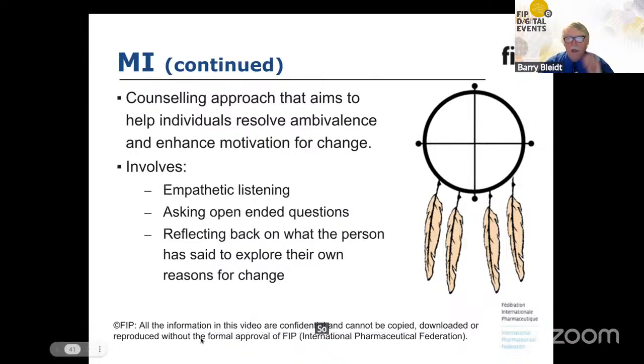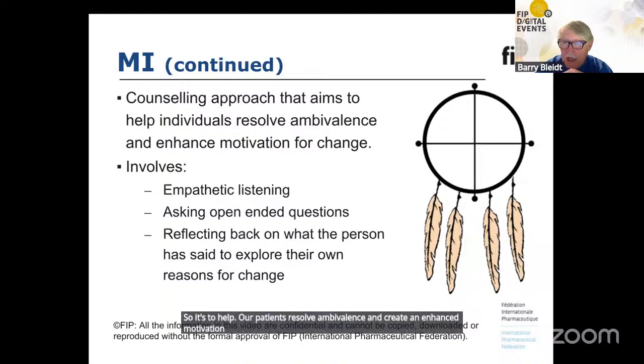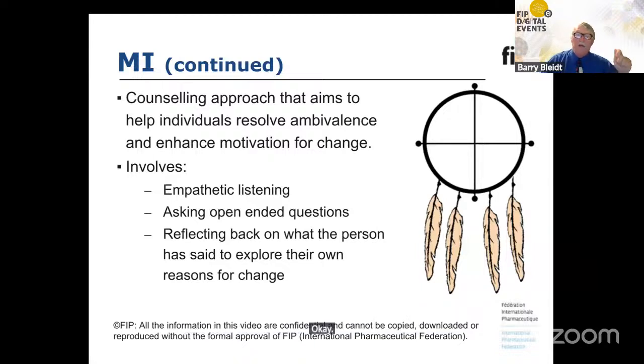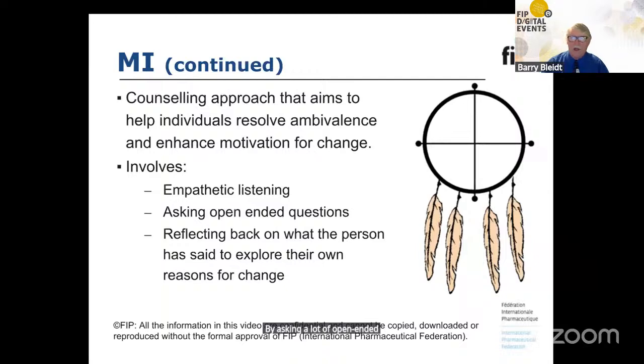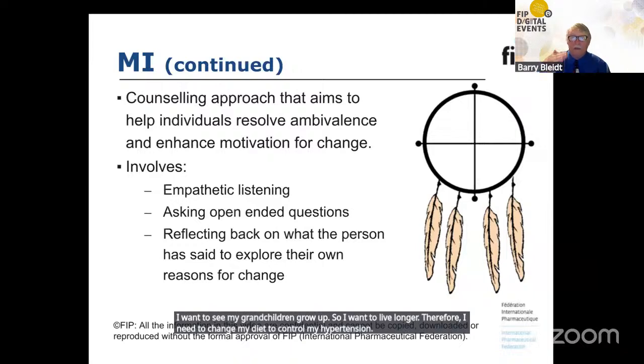So it's to help our patients resolve ambivalence and create an enhanced motivation for them to change. Okay, and it involves empathetic listening, not sympathetic, but empathetic, where you are understanding the person's reasons. Okay, by asking a lot of open-ended questions. Then reflecting back on what the person has said so that we can help explore their own reasons for wanting to change. You know, I want to see my grandchildren grow up. So I want to live longer. Therefore, I need to change my diet to control my hypertension. Okay, next slide.